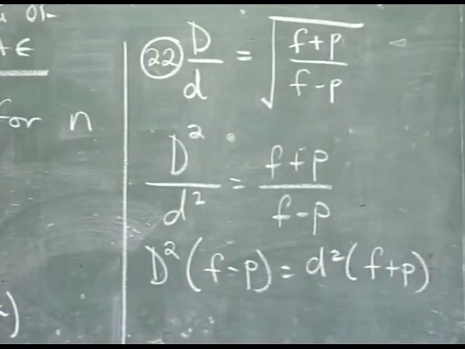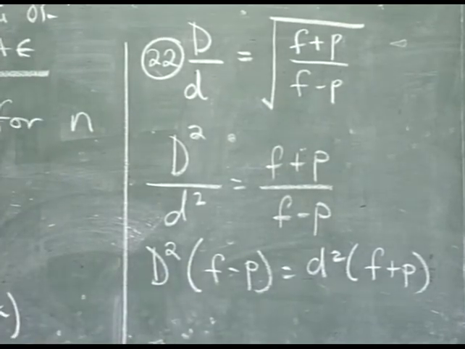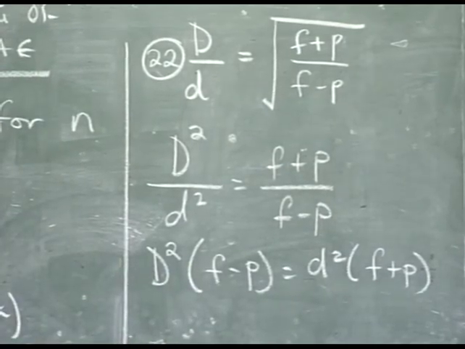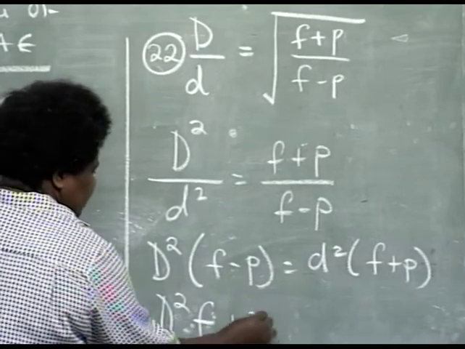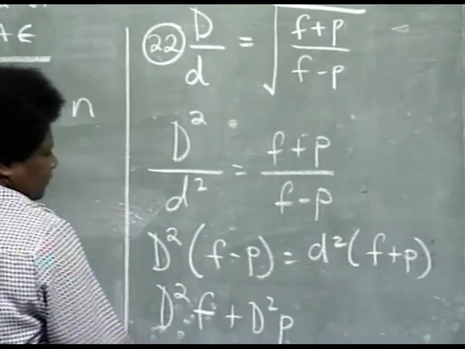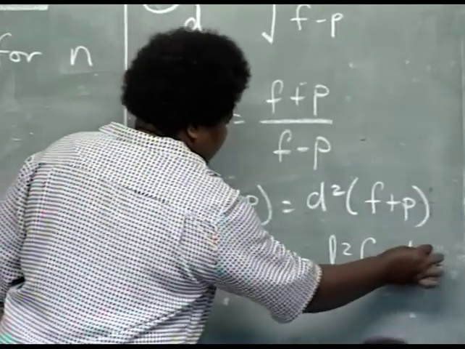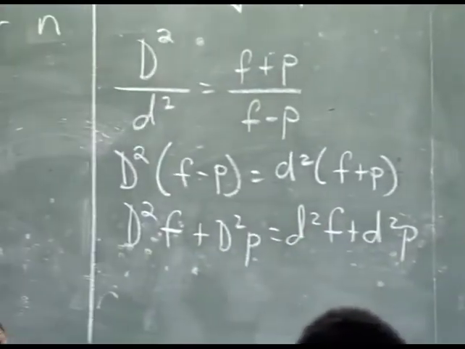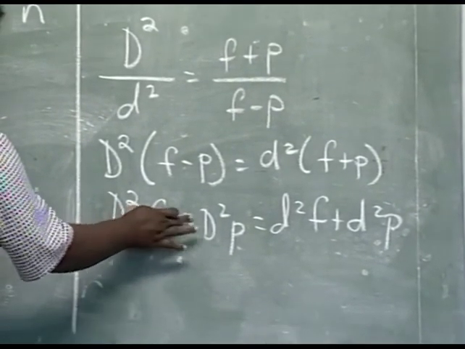Then we have to expand, because we have to move the F's to one side of the equation because we want to end up with one F only. So D squared F plus D squared P equals small letter d squared F plus small letter d squared P. Oh, this one should be minus.